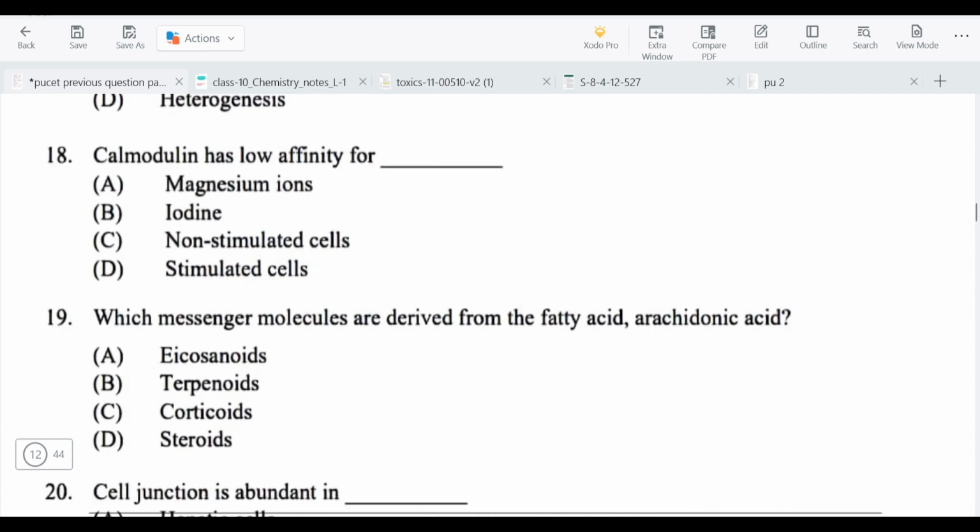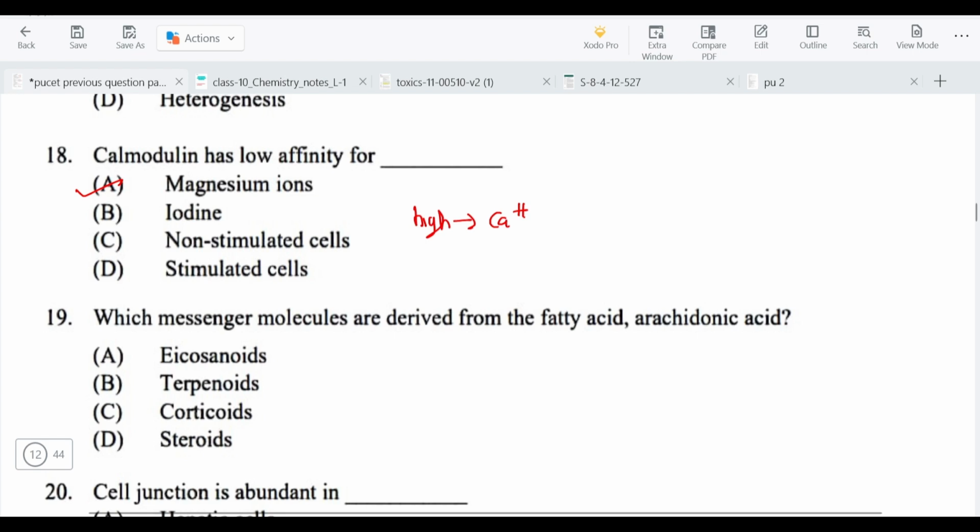Next question, calmodulin has low affinity for, the answer is magnesium ions. Calmodulin has low affinity for magnesium, but it has high affinity for calcium ions. Important question.